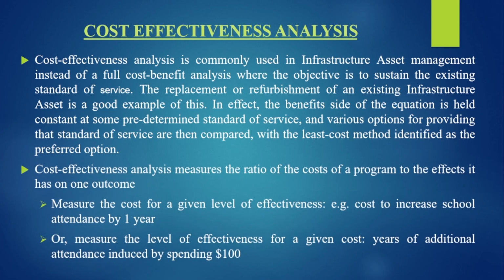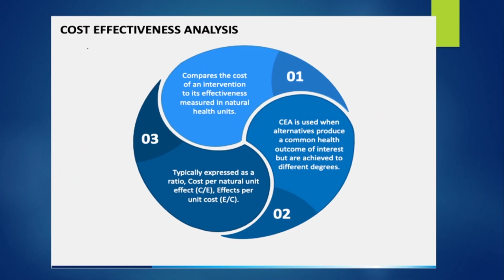Secondly, cost effectiveness analysis measures the ratio of the cost of a program to the effects it has on one outcome. It measures the cost for a given level of effectiveness, that is, the cost of increased school attendance by 1 year, or it measures the level of effectiveness for a given cost, such as years of additional attendance introduced by spending $100. This is the diagram of cost effectiveness analysis.